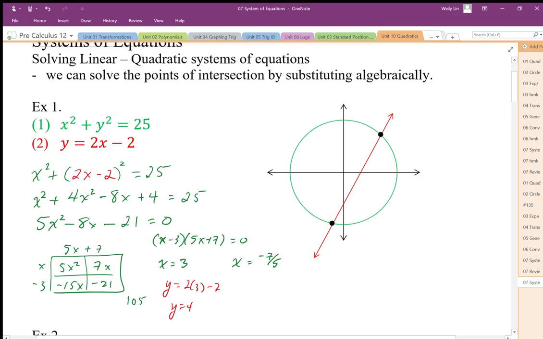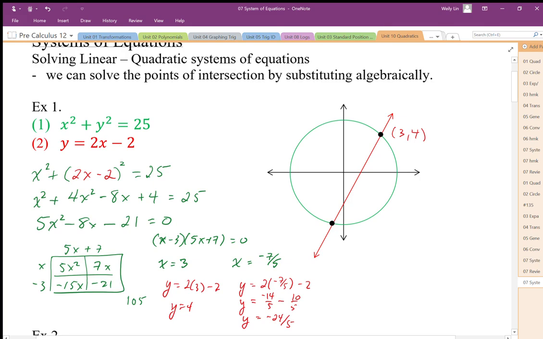So that represents one coordinate, x equals 3, y equals 4. And then I'd have another intersection point here. I'm going to substitute my x into the equation, negative 7 over 5 minus 2. So I'm substituting into this y equation, working this out. This is negative 14 over 5 minus 10 over 5. So it looks like I get negative 24 over 5. That looks like it's about negative 4.8.